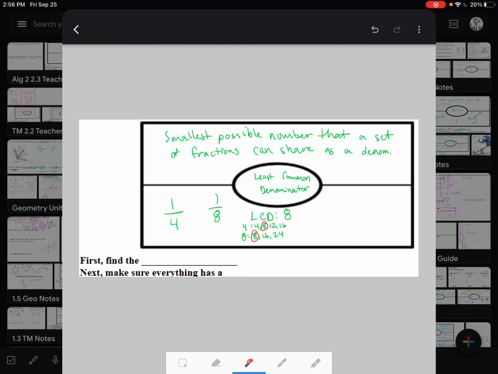So what we need to do is actually transform these so that they're both in that same LCD. 1 over 8 is already good. We don't need to do anything to it. But 1 over 4, we need to multiply it by something so that its denominator is 8.